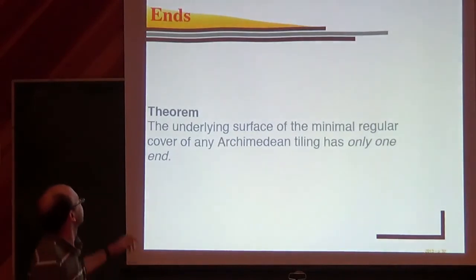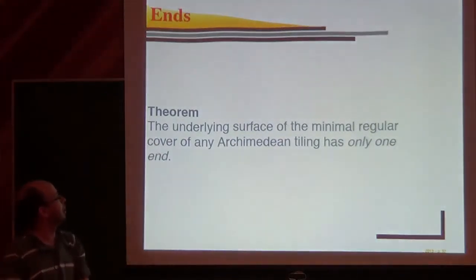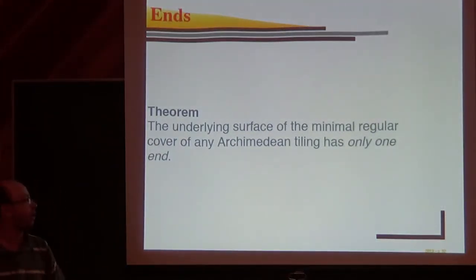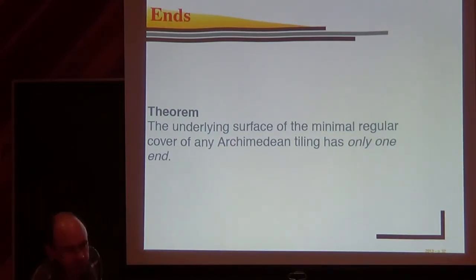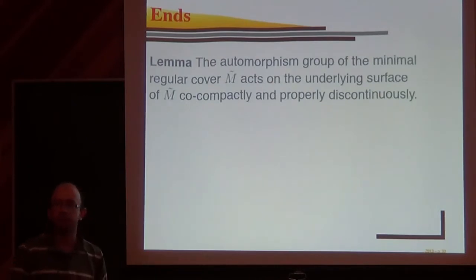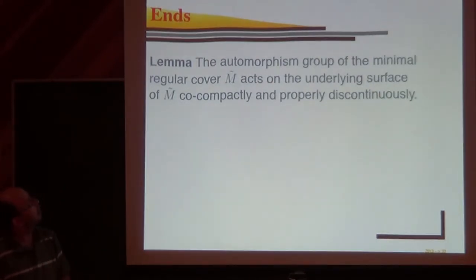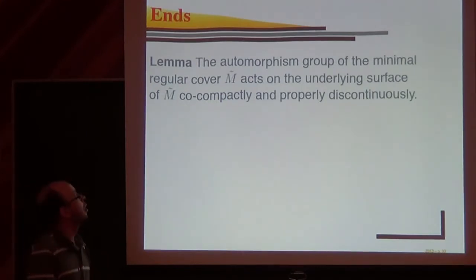We got that the underlying surface of the minimal regular cover of any of our Archimedean tilings has only one end. And there we really didn't do much work other than finding the results that were already known. And we were halfway through. So it remains to prove that it has infinite genus, right? And to prove that it has infinite genus, it's enough to prove that it has positive genus.